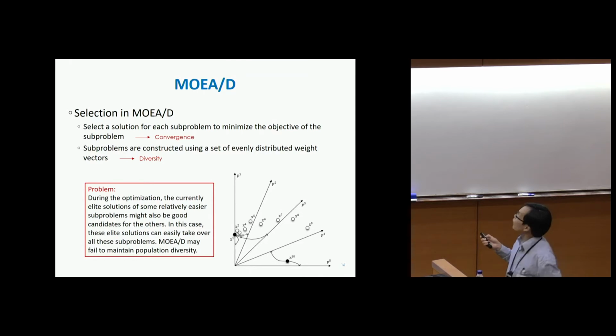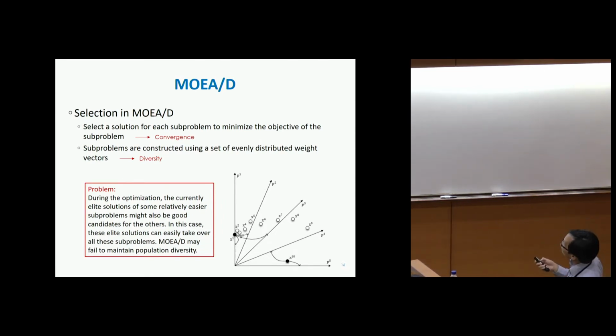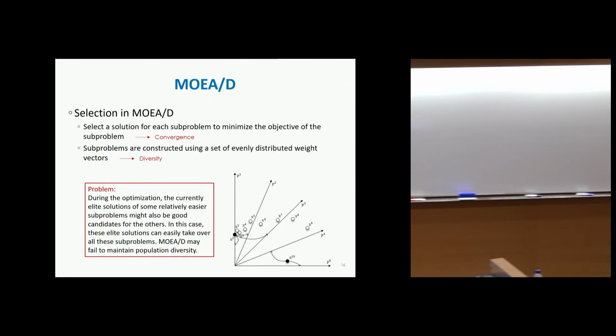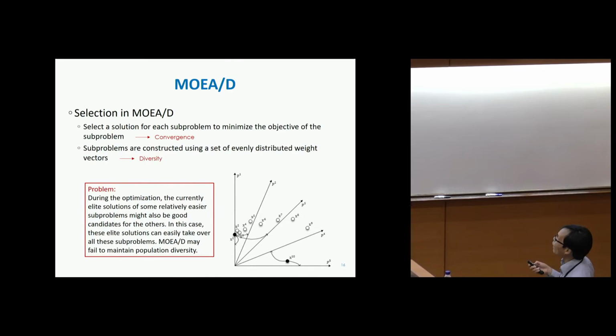So, let me give you an example like this. If I have 5 subproblems and I randomly generate 10 solutions, in MOEA/D we are trying to randomly pick some solutions and assign them to subproblems, then go for the single objective optimization, calculate the aggregate Chebyshev distance, and then minimize them. So in this process, during the optimization, the current elite solutions might have a stronger chance to survive than others.